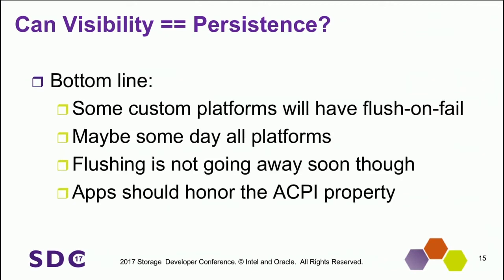So bottom line, some custom platforms will have that flush on fail. Maybe someday all the platforms will, but it's not going away. The need to flush is not going away anytime soon. So you should look at that ACPI property or use a library that looks at that ACPI property and just honor what it says.